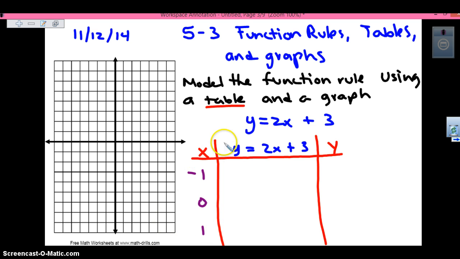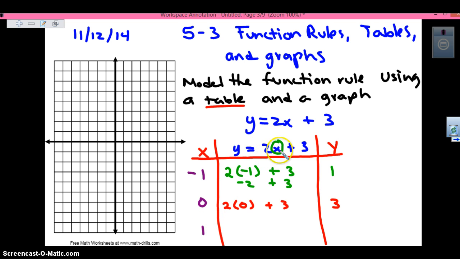What we're doing next is we're substituting for x. We're going to say 2 times -1 plus 3. 2 times -1 is -2. And -2 plus 3 is 1. Then for 0, we're going to substitute x with 0. 2 times 0 plus 3. 2 times 0 is 0, plus 3 is 3.